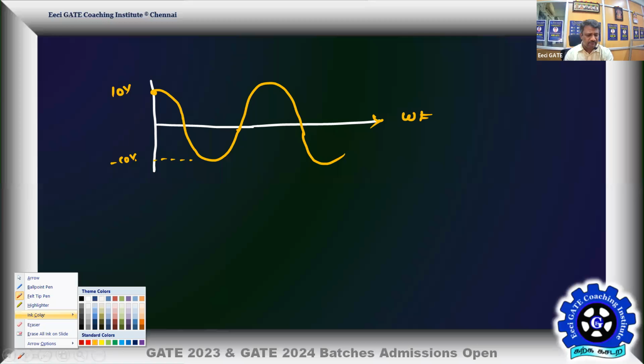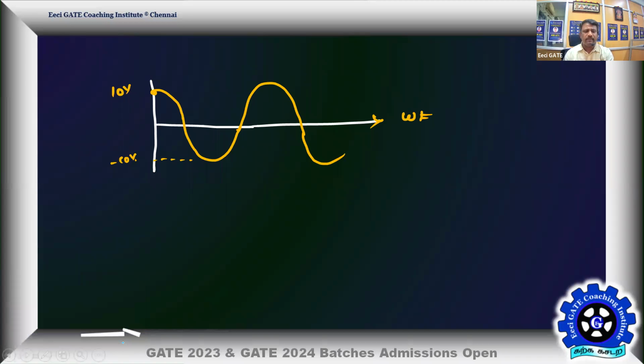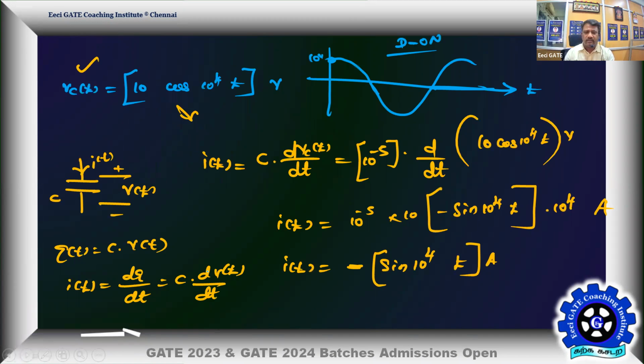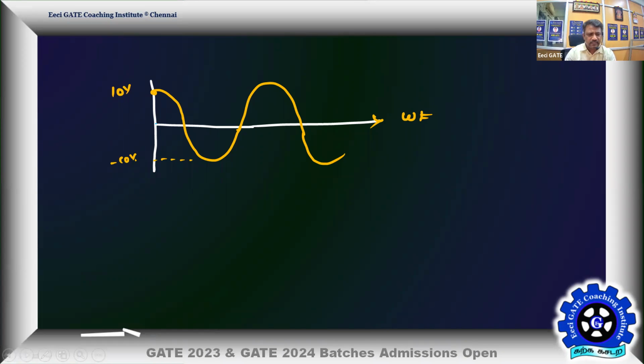And what about the current waveform? Let me plot the current waveform in sync with this. The current waveform is given this way: sine 10 power 4 t, sine omega t. It is going to begin here, there is no phase shift. So this is 0, this is 90, this is 180. That means the current waveform is going to be something like this, and then something like this. That's your current waveform. That means the problem is set at time t equal to 0.5 seconds.